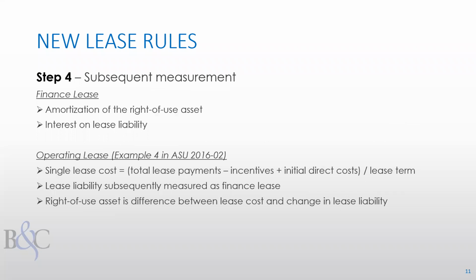Step number 4, after we have the initial measurement, how is this going to be measured subsequently? Finance leases, you're going to amortize the right of use asset, and you're going to decrease the lease liability and record interest expense. On the operating leases, you're going to calculate a single lease cost, which is equal to the total lease payments, less incentives, plus the initial direct cost divided by the lease term. And this will be amortized expense on a straight line basis over the lease term.